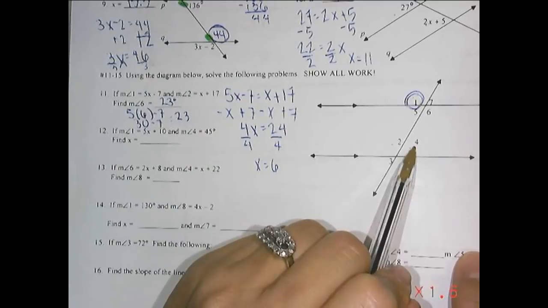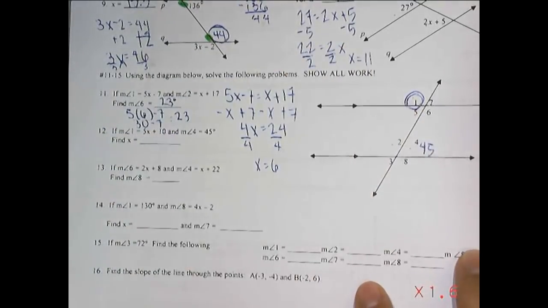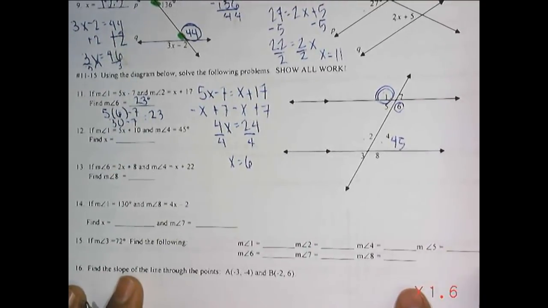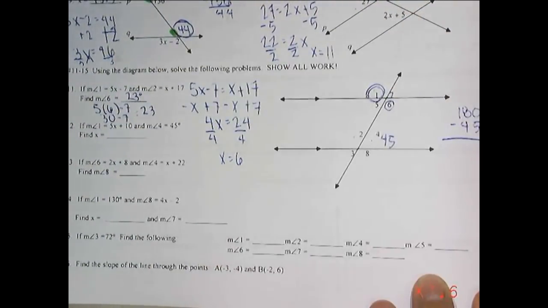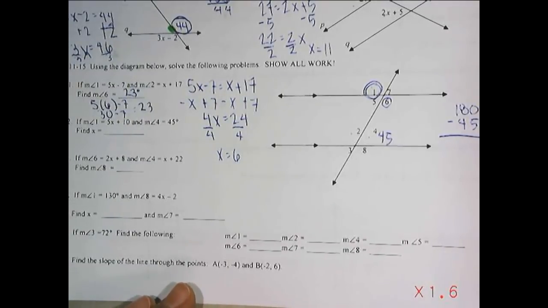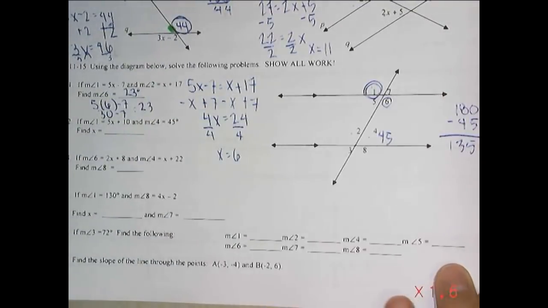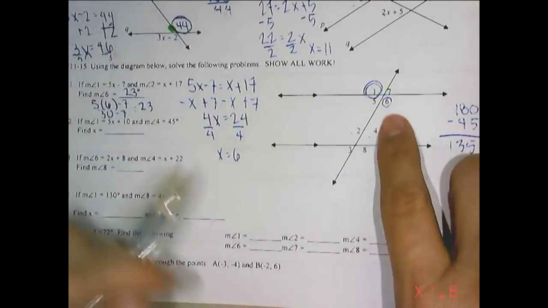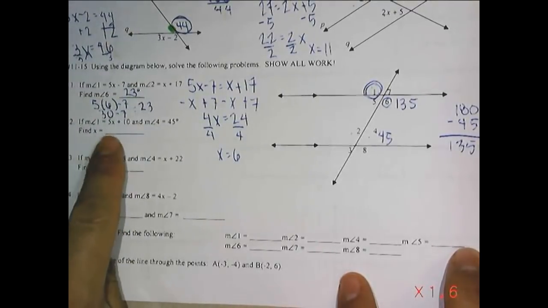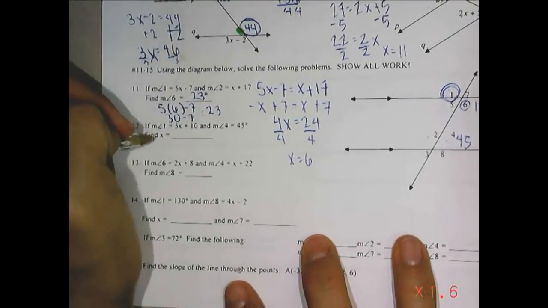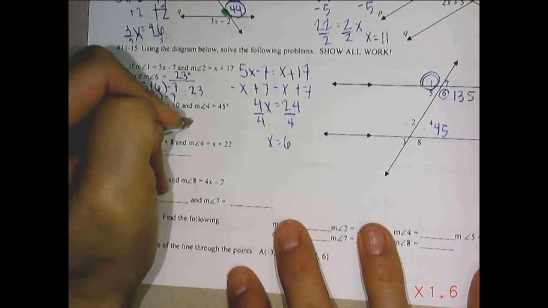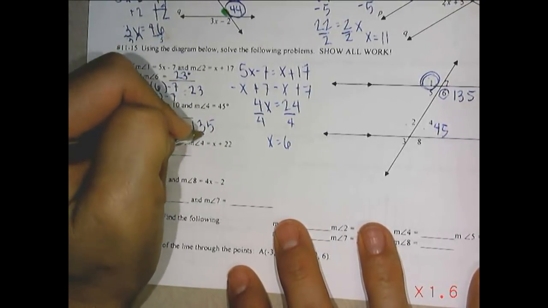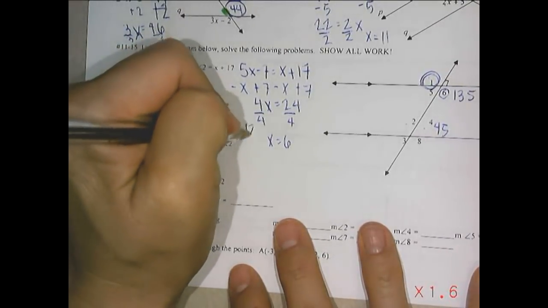If angle 4 is 45, then I'm going to go ahead and find what angle 6 is because they're same side interiors. So I'm going to do 180 minus 45, and when I do that, I get 135. All right, so now, because I know that this is 135, and I know what angle 1 is, I'm going to set them equal to each other. So 5x plus 10 equals 135. I'm going to minus 10, and get 5x equals 125.